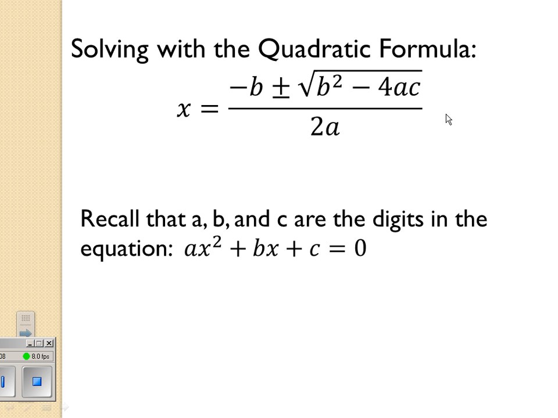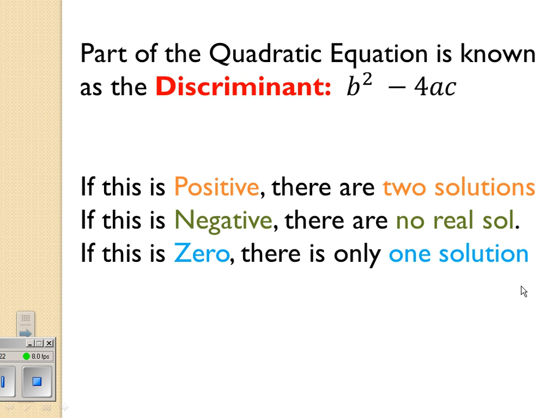Recall in that formula that a, b, and c come from the coefficients of the x squared, the coefficient of the plain x term, and then c was just the plain constant that was in your quadratic. Now, part of that quadratic formula, the part underneath the square root symbol, is called the discriminant. B squared minus 4ac is the discriminant.